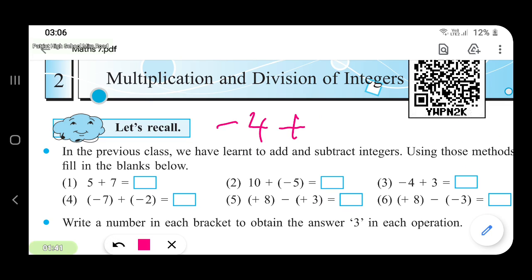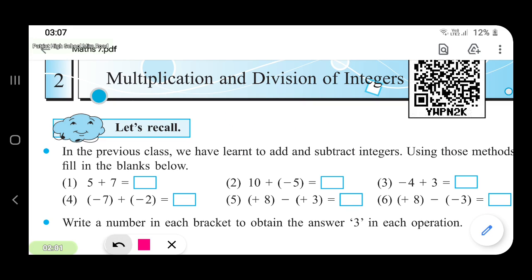Now the fifth example, plus 8 and the other quantity is plus 3, but the difference between the two, 8 minus 3, it will be 8 minus 3. The answer is 5. You have 5 as the answer.